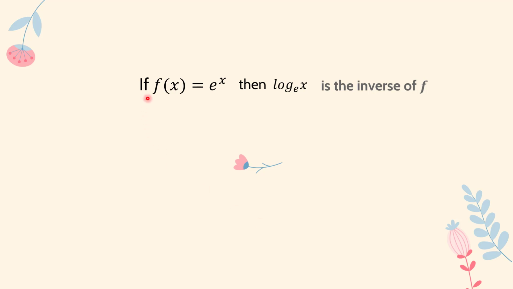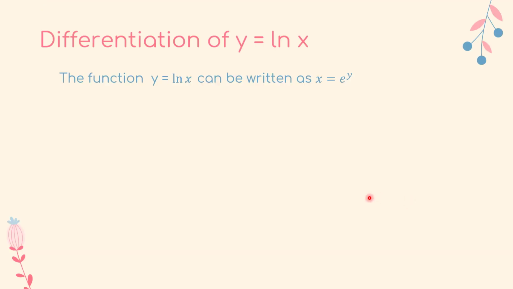Here, if f(x) is e to the power of x, then log x to the base of e will be the inverse of f. The log x to the base of e is usually written as ln x, the natural logarithm of x. Now, how do we differentiate y equals ln x?